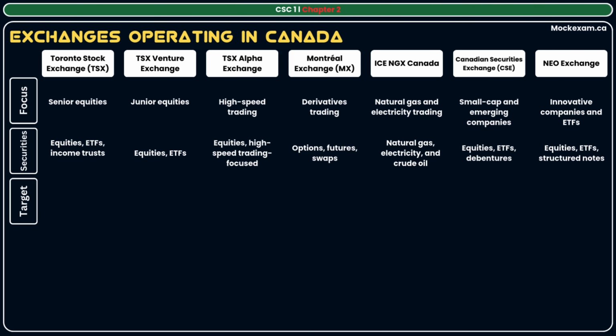Let's go to target. What type of investors can buy and trade in these types of exchanges? Starting from TSX, both institutional and retail investors can trade here. In TSX Venture Exchange, growth stage investors, those who are not risk averse, who have a higher risk profile. In TSX Alpha Exchange, high frequency traders.